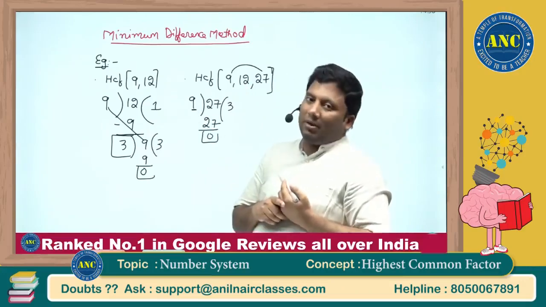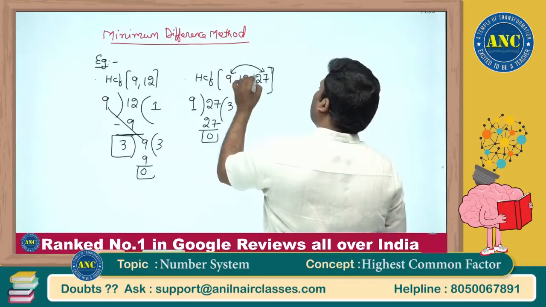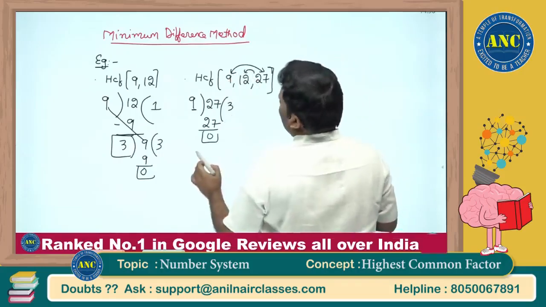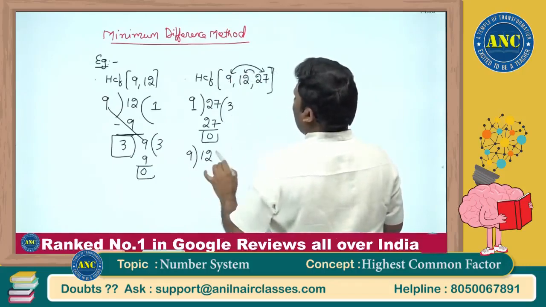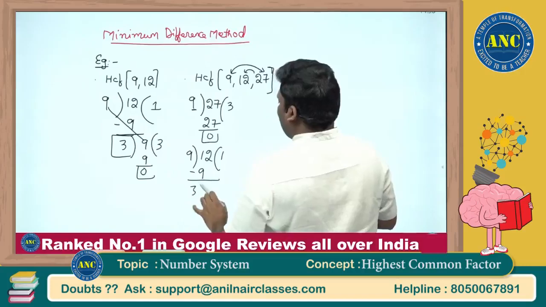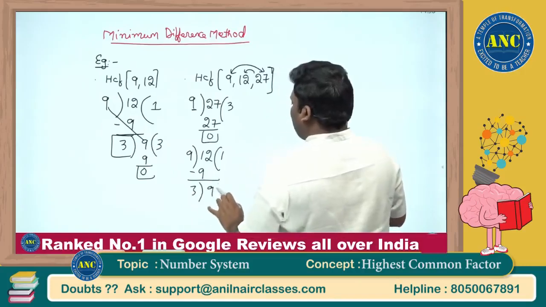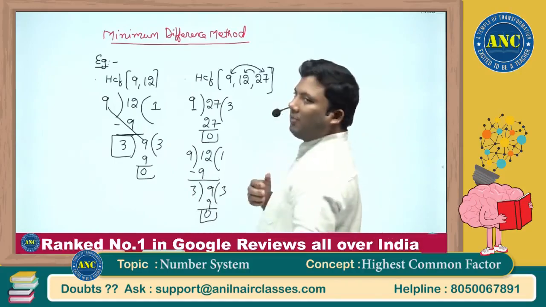HCF of 9 and 27 is 9. Whatever HCF you got for the first and third, do it with the second. 9 is the HCF for the first and third; do it with the second. 9 ones are 9. Remainder 3. 3 3s are 9. Remainder 0.